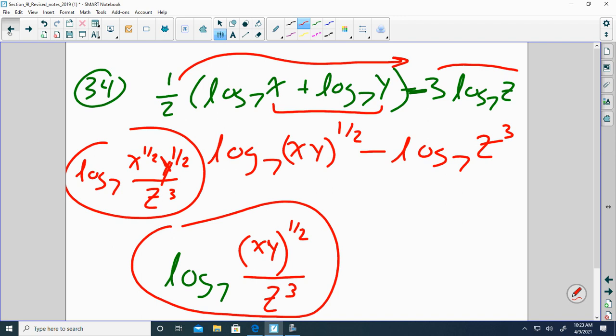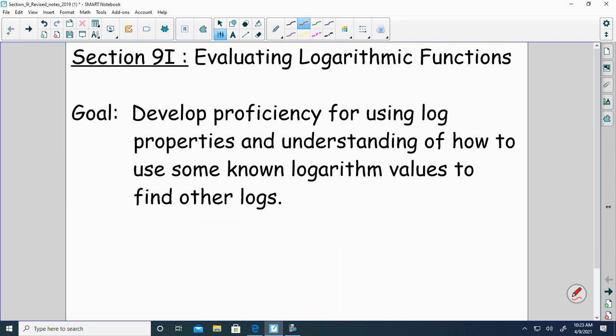And let's go back in time. 9I. Okay, so I think what we're going to do, I have in here I, and then I have J, which will be Monday, and then I'll have to get you K for Friday.